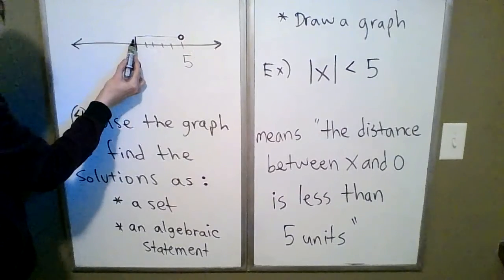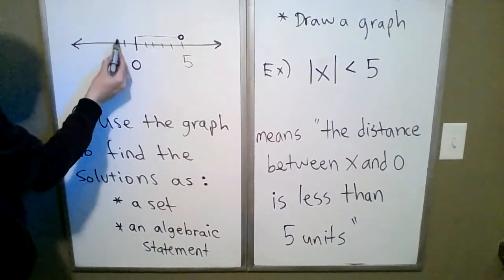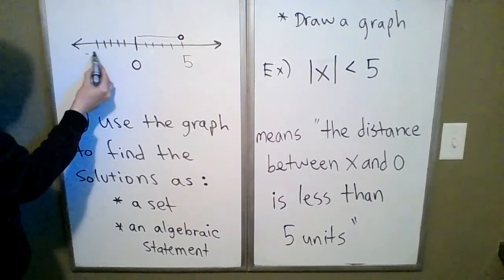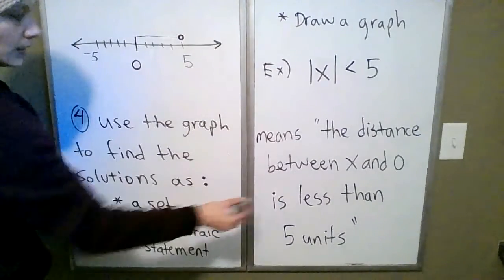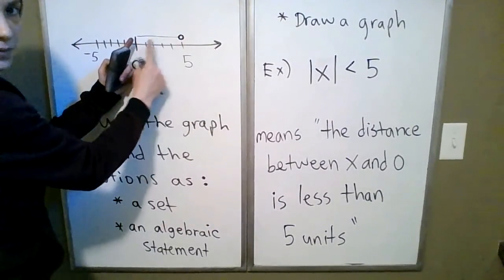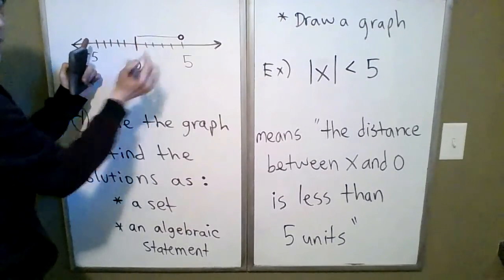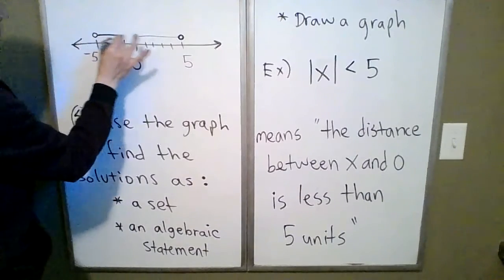Or the distance between x and 0 is 5 units this way, towards negative 5. So x can go from 0 over 5 units this way, or from 0 to 5 units that way, but not actually a full 5 units. So it's empty here and we shade in between.